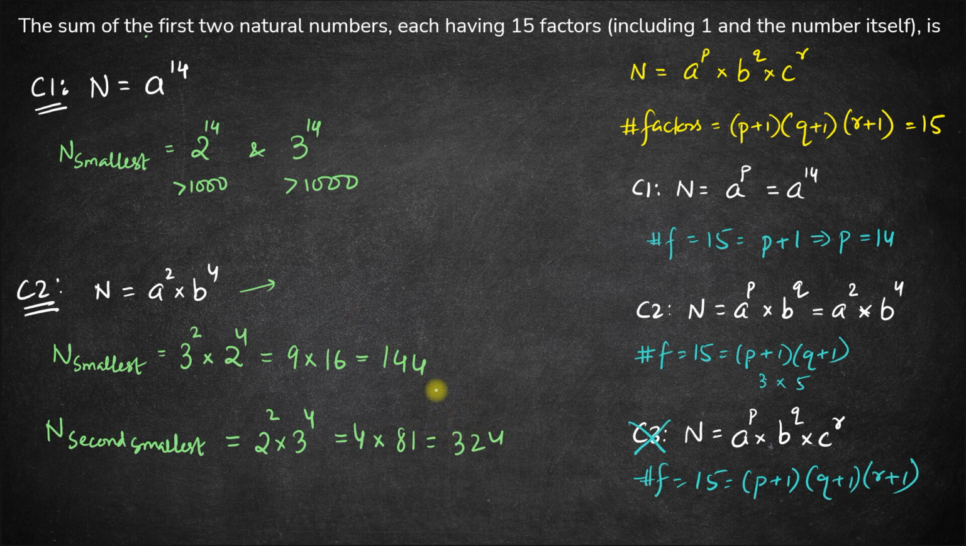So the second smallest number in this case is 324. Since we want the two smallest natural numbers, case 1 is not going to give us the two smallest numbers. Case 2 itself gives us both. The smallest is 144 and the second smallest is 324, and the final answer will be the sum of these two, which is 468. Hence the answer to this question is 468. Thank you.